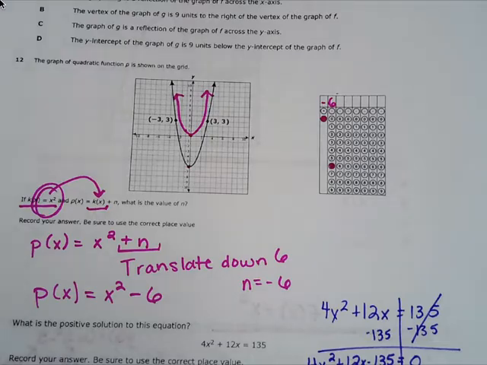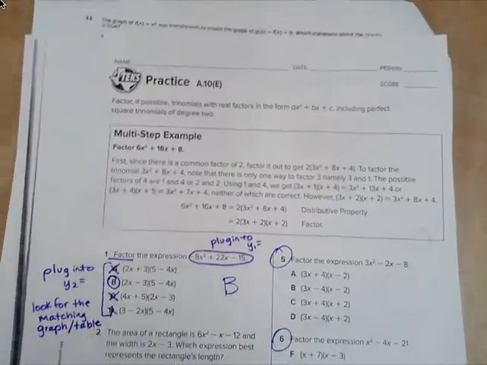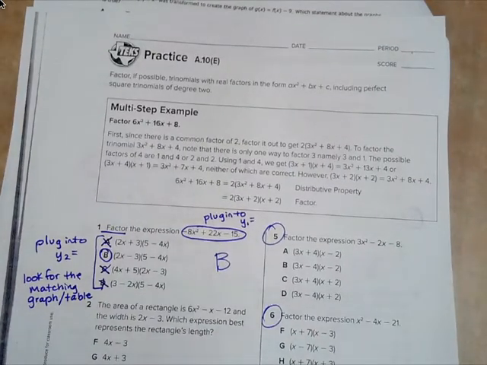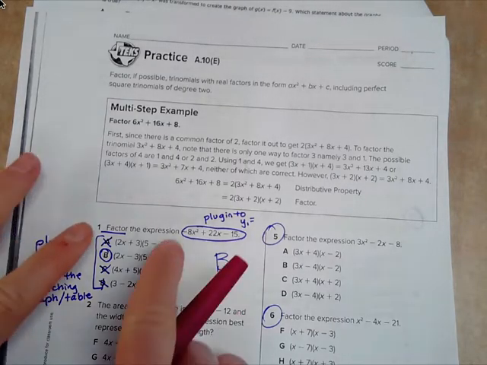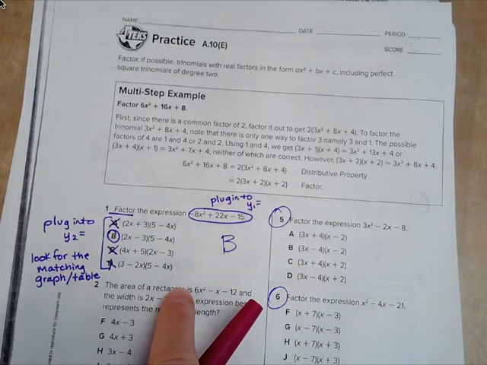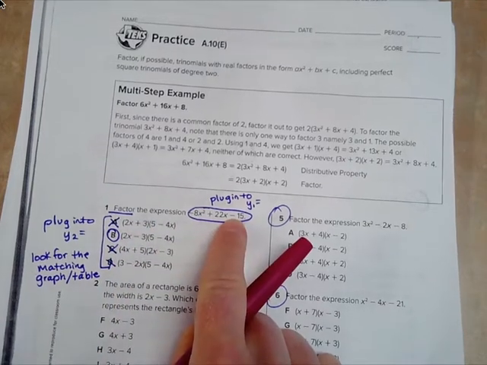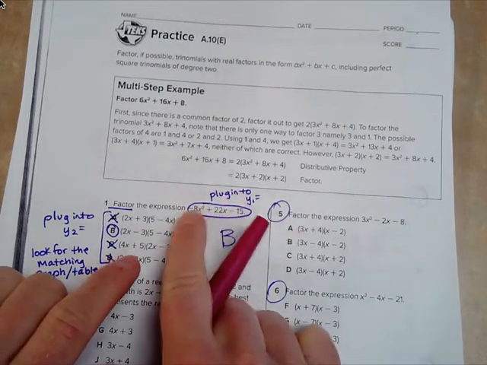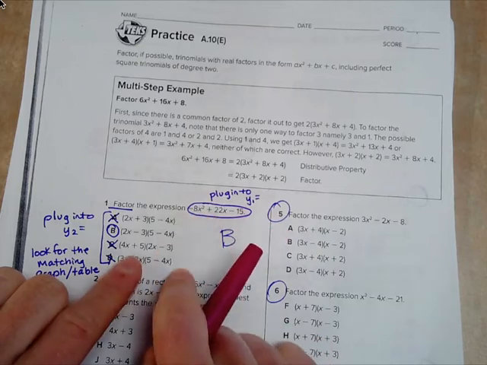Okay, let's look at that paper from yesterday. This one? Pull that out for me. So yesterday we learned how to factor by using our calculator to check our answer. So if you're factoring, then the two expressions, the one that's given and one of the answer choices, will be the exact same.